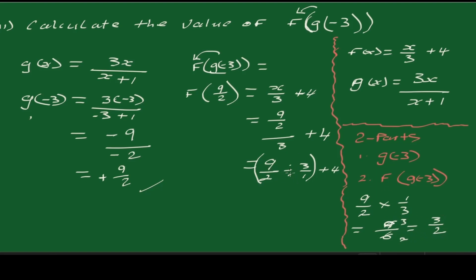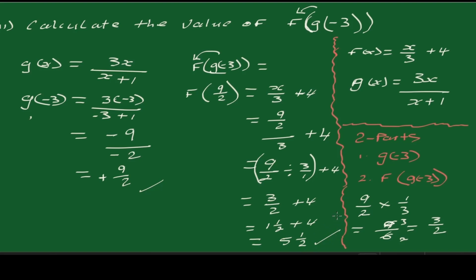So this part of the question becomes 3 over 2 plus 4. Now to simplify this, 3/2 is the same as 1.5. So 1.5 plus 4 will give me 5.5. And that's the answer to this question.